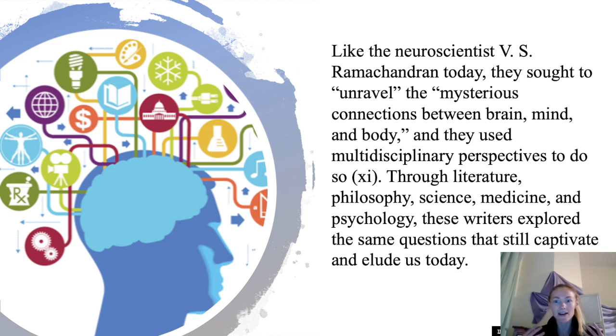So again, like this wonderful Ramachandran, we love him. The romantic authors sought to unravel the mysterious connections between brain, mind, and body. And they actually used multidisciplinary perspectives to do so. Through literature, philosophy, science, medicine, and psychology, they explored the same questions that still very much captivate and elude us today.